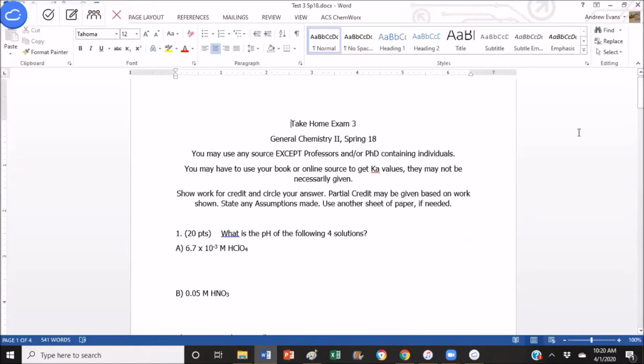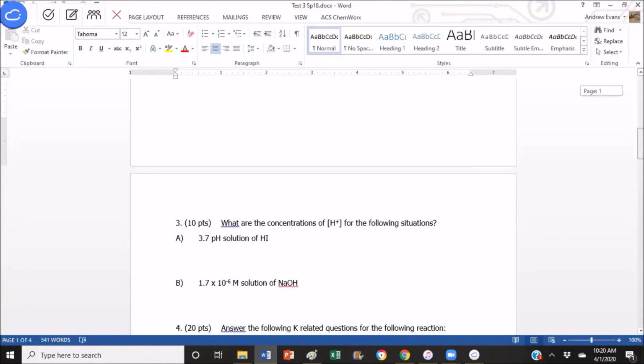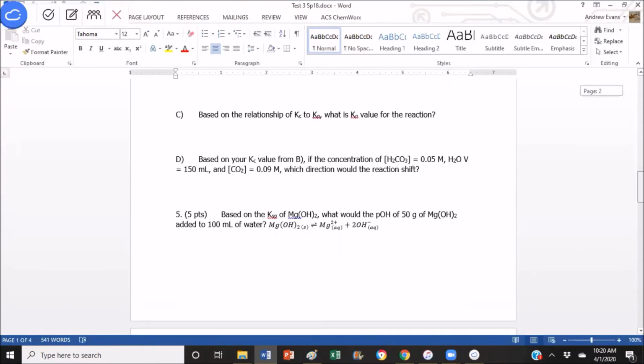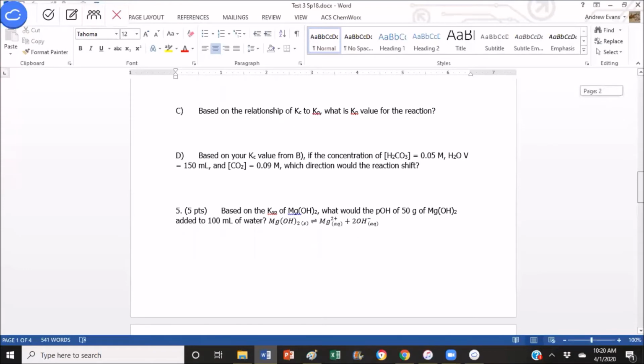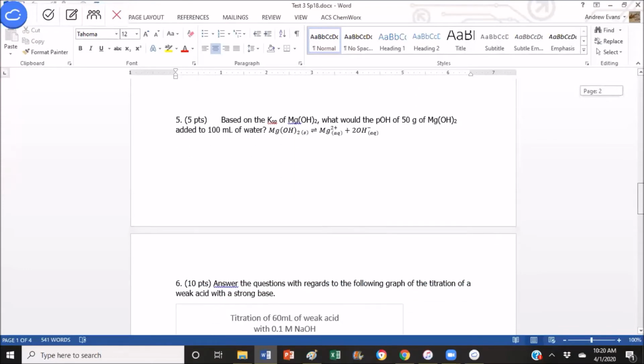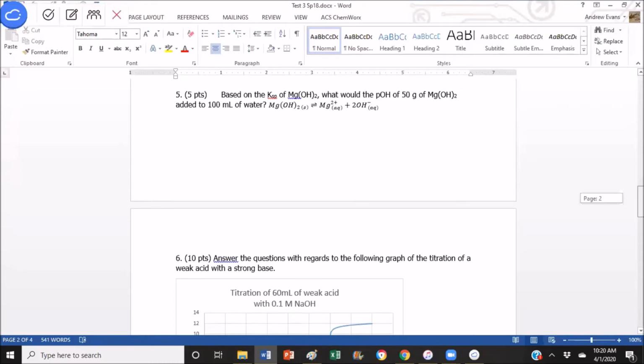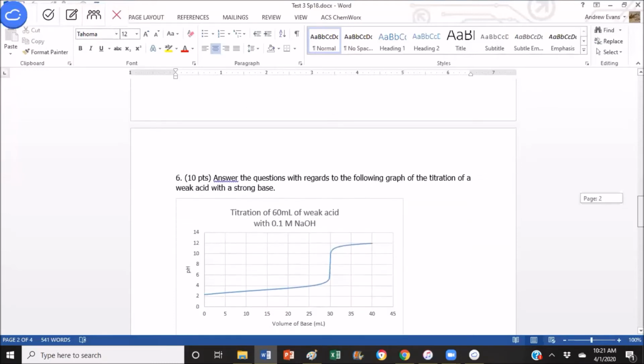Kc would, and then based on the Ksp of this, okay, that's a separate one. Based on the Ksp of this, what would the pOH of 50 grams of this be in water? So if I give you how much is dissolved, find how much hydroxide you would have.